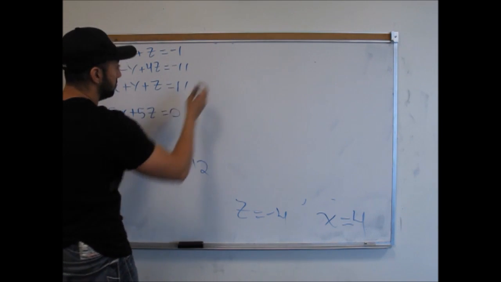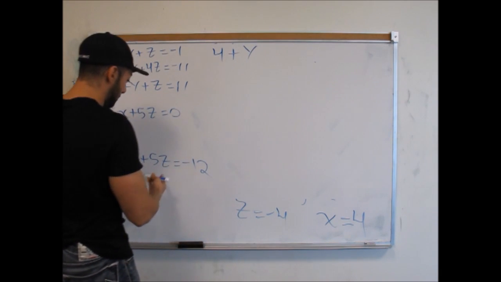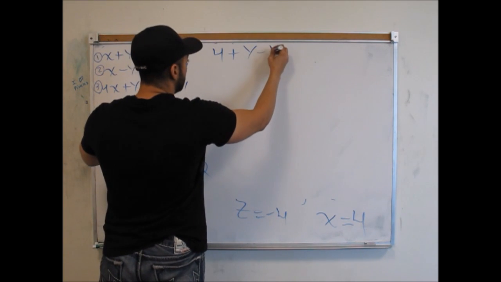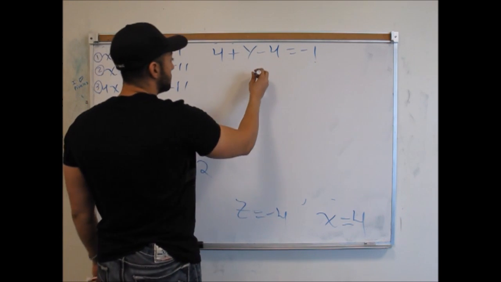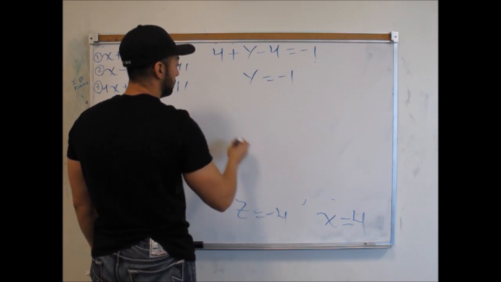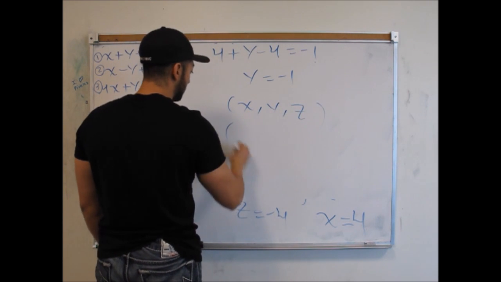So x is going to be 4, y we don't know what it is, and z was negative 4. That equals negative 1. So 4 minus 4 is 0, so y equals negative 1. You can put your answer in this notation if you'd like.